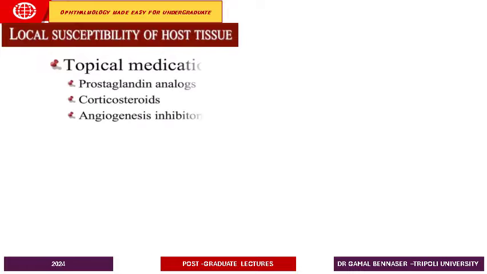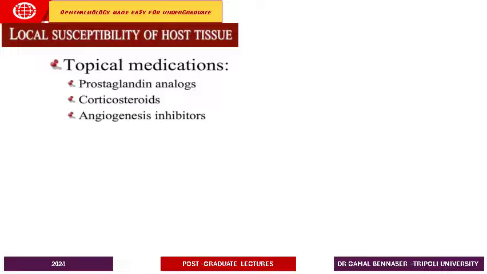Now, after finishing the general susceptibility factors of the host system, we come to the local factors. There are certain local factors that increase the susceptibility for HSV keratitis. Among these are topical medications, such as the use of prostaglandin analogs, like in anti-glaucoma treatment. They found that these have an increased incidence of recurrence of HSV keratitis.